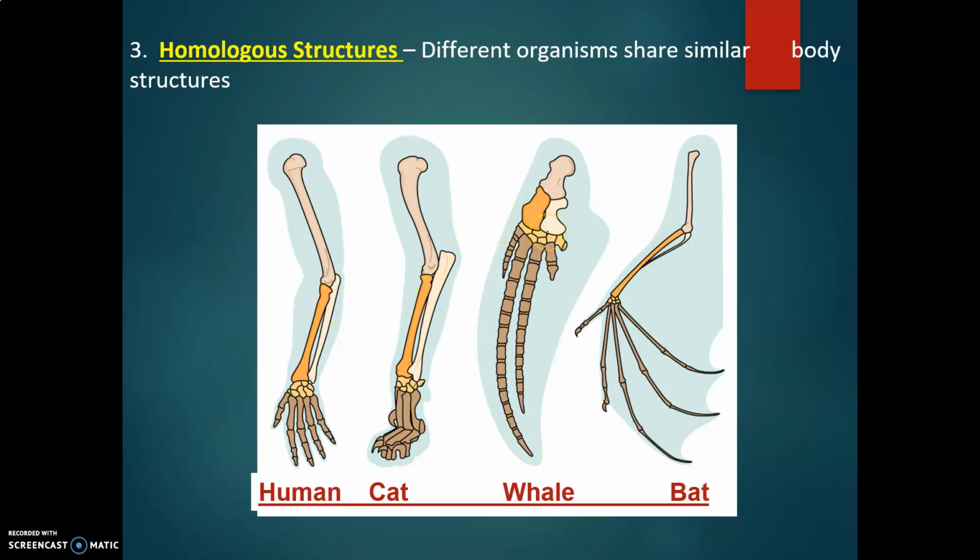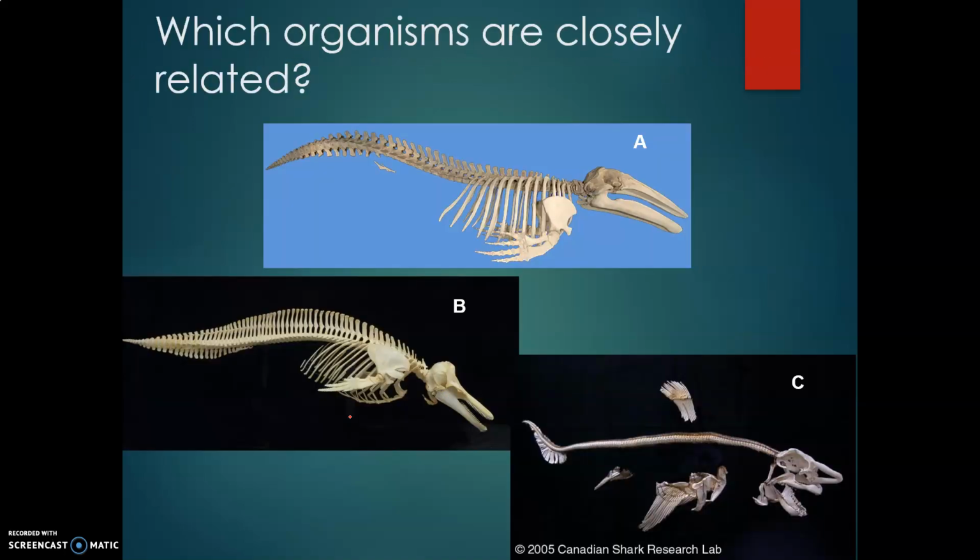Your carpals, your wrist bones, they all have it. And your phalanges, right there. So this gives us an idea that maybe we all do have a common ancestor. Maybe our bone structure is similar, so why not? Okay, let's look at this.